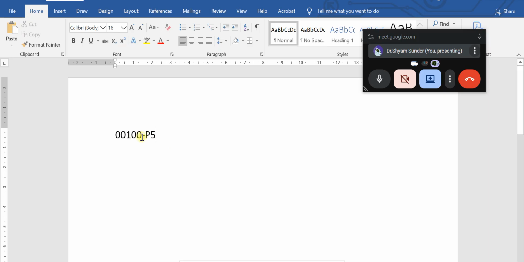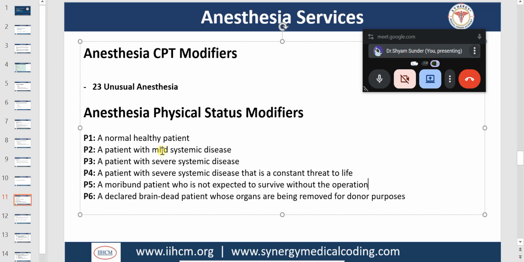So what happens when you put P5 and submit the bill? 00100. Imagine this is $10,000. When you add P5, automatically 20% of fees will be applied. The payment goes up. So that is the purpose of these. These codes not only indicate patient status but also they affect the payment reimbursement. P6, a declared brain dead patient whose organs are being removed for donor purposes. That is P6.